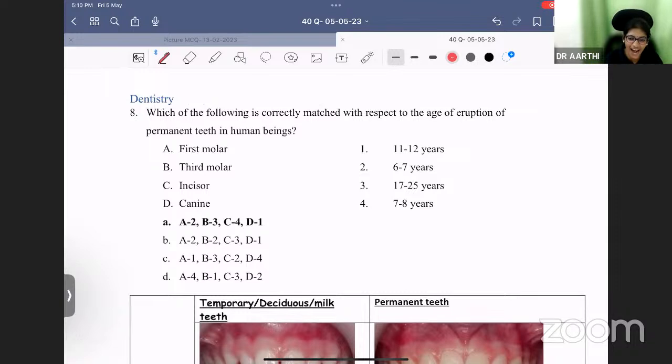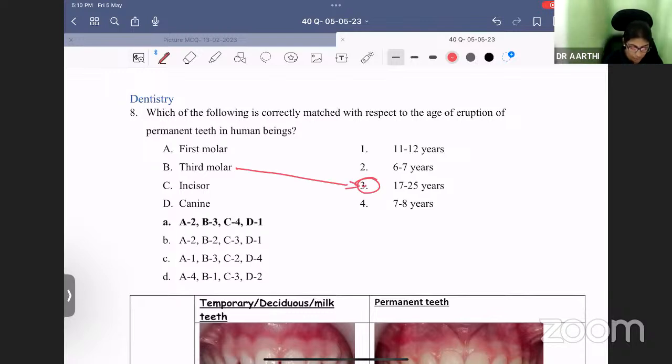This again has been asked, so let's have a quick revision. Which of the following is correctly matched with respect to the age of eruption of permanent teeth in human beings? A few things we can remember: our third molar, the wisdom tooth, comes after 17 years of age. It's 17 to 25, when we are studying in college, so it's a college tooth. We gain wisdom in college. So 17 to 25 is the age for the third molar.